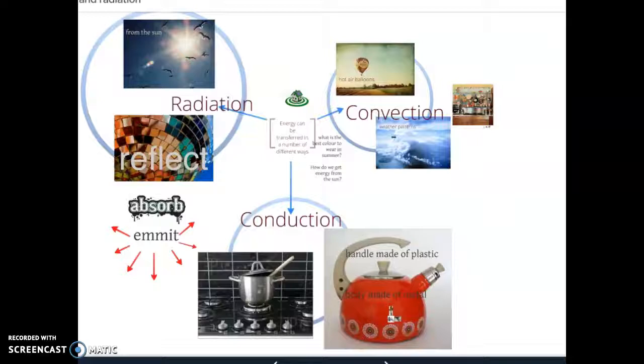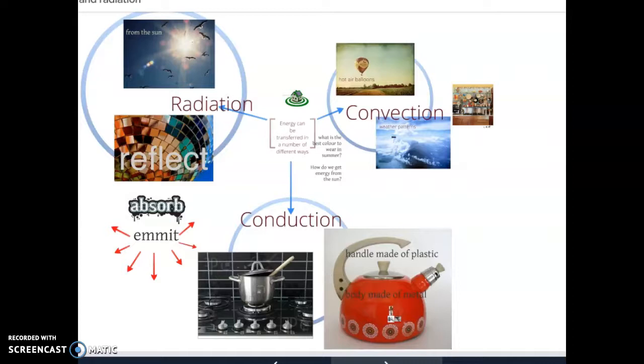So I'm going to give you a quick overview of how things cool down. We're talking about thermal energy. A hot object has thermal energy. And how does it approach room temperature? How does it go from having a high temperature to a low temperature?